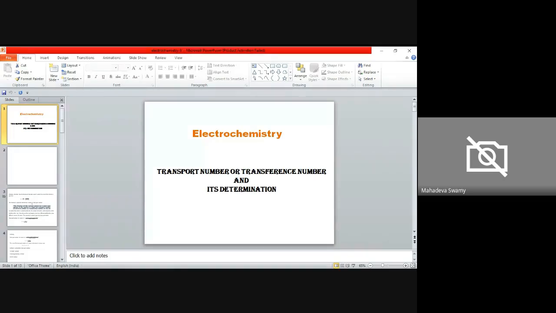Here, transport number. Yesterday I discussed that is a very important concept. That is also liquid junction potential. That is related to this transport number only. When liquid junction potential increases, then the transport number or mobility of ion decreases. Okay. So here, after the liquid junction potential, one of the important topics I discuss today is the transport number. Here, what is the transport number?